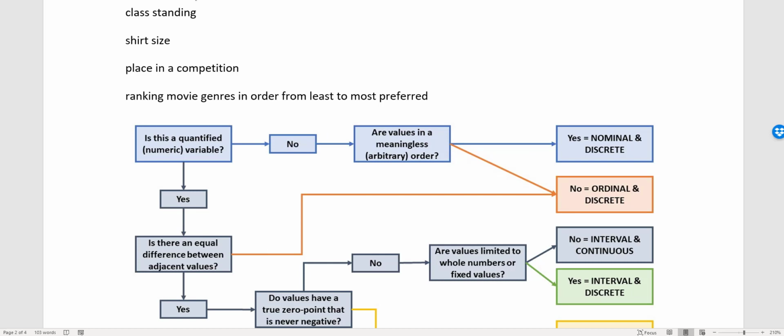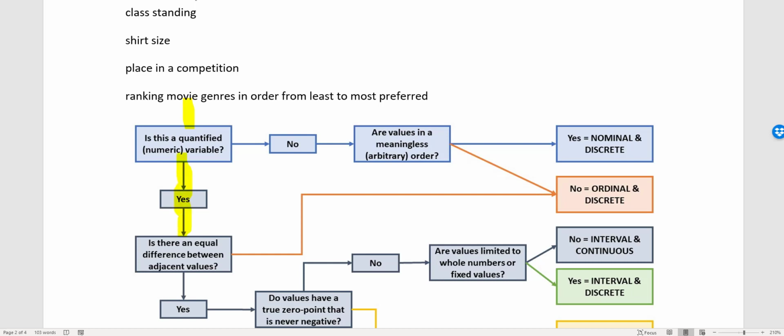All right, now let's take a look at place in a competition. So that is going to be like first, second, third, right? So we finally get to answer yes to this question. Is this a quantified numeric variable? Yes, it is, right? Because we see numbers, so we think it's numeric. So we say yeah.